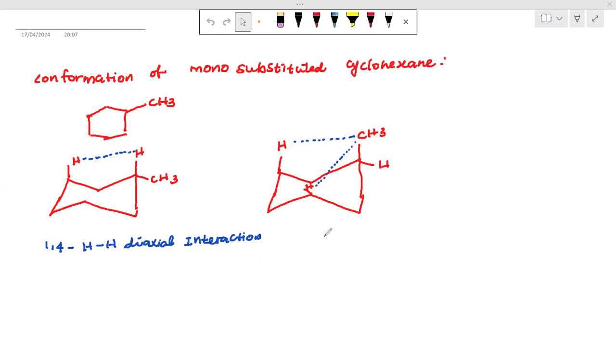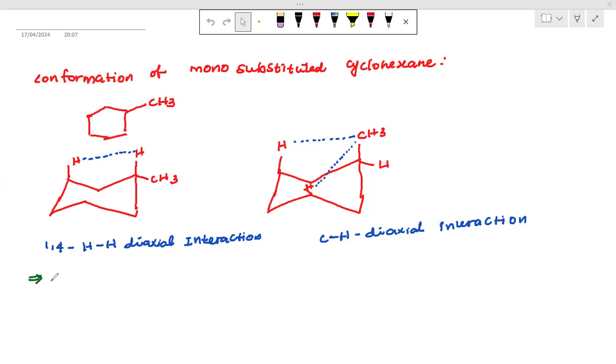In this case, carbon hydrogen diaxial interaction. So in this case, if there is a substitution, the main condition is that it should be present in the equatorial position. If it is in the equatorial position, that is okay, right?